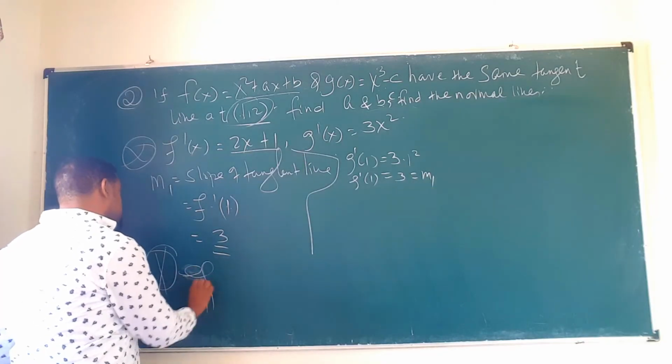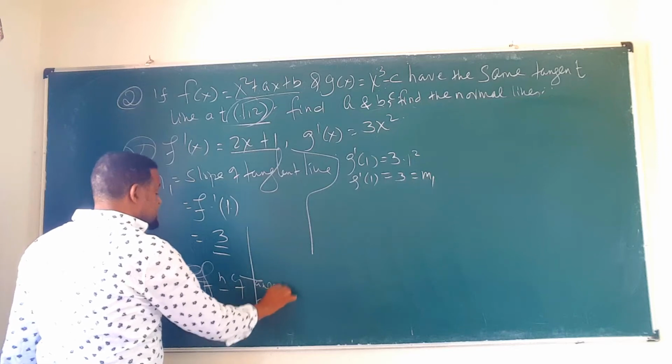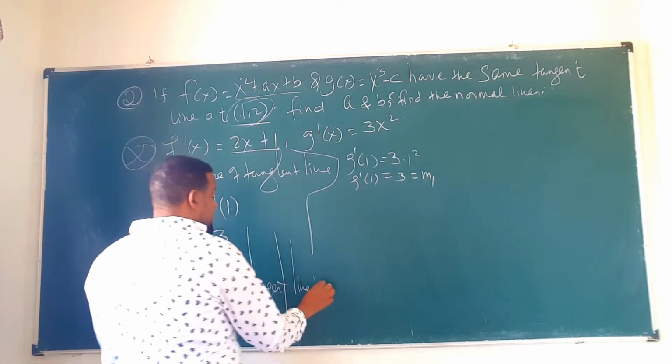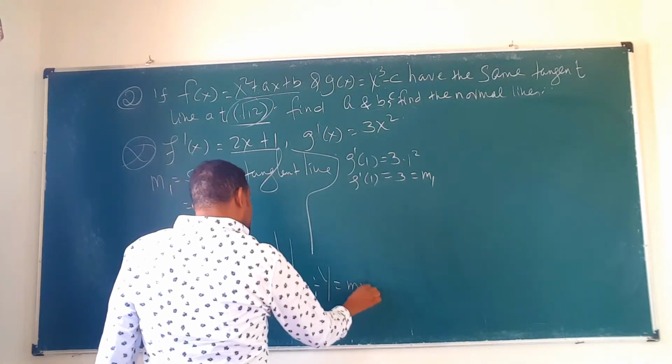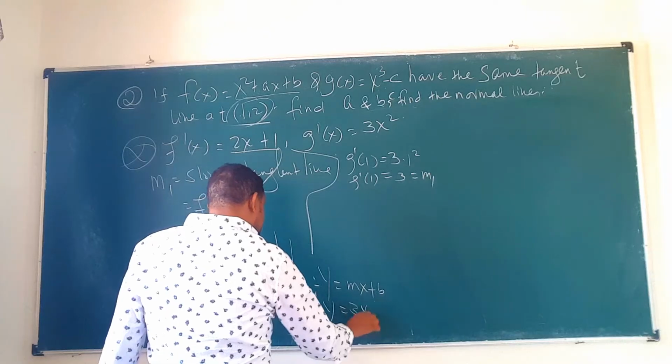So the equation of the tangent line is given by what? The equation of the tangent line is y is equal to mx plus b. So y is equal to what? What's our m? Our m is 3, so 3x plus b.